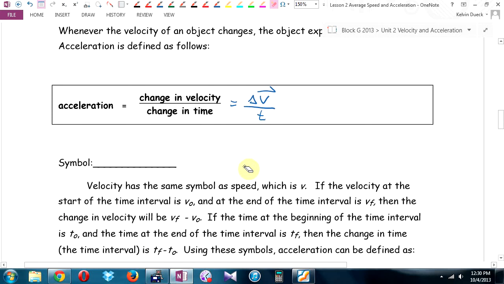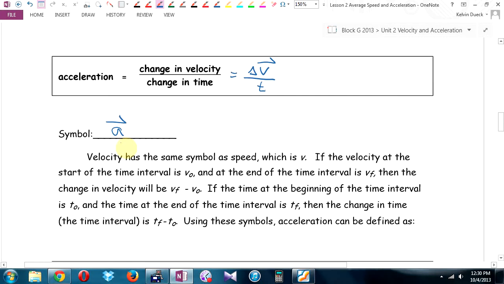Symbol for acceleration, who remembers from Science 10? A. Technically with a vector arrow, although sometimes we'll just be interested in the magnitude. Velocity has the same symbol as speed, which is V. Speed, V without the vector bar. Velocity, V with the vector bar.